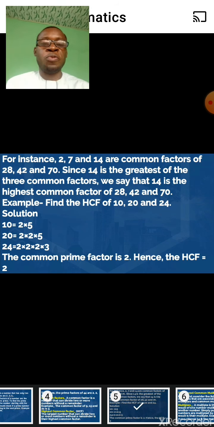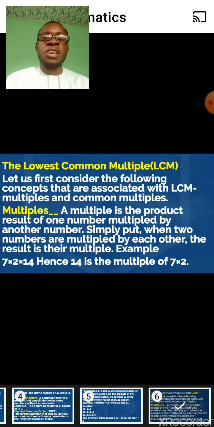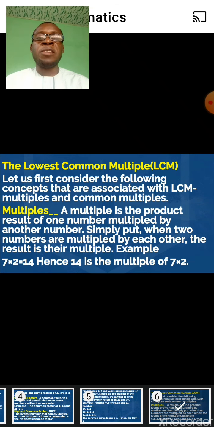We go forward. The lowest common multiple, that is LCM. Let us first consider the following concepts that are associated with LCM, that is multiples and common multiples. Let's start with multiples. A multiple is the product result of one number multiplied by another number. Simply put, when two numbers are multiplied by each other, the result is their multiple.